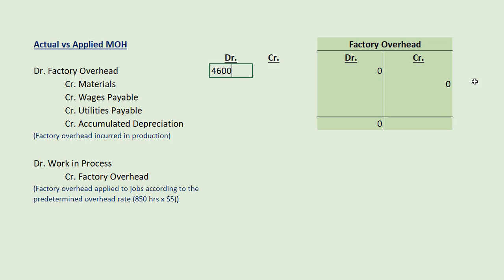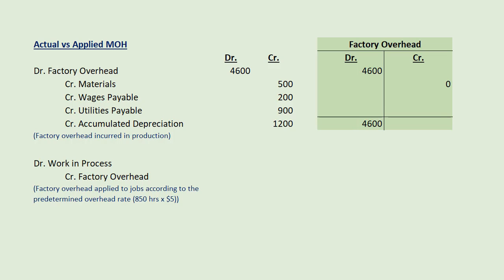And this includes $500 of indirect materials like glue and sandpaper, $2,000 of indirect labor like a production supervisor, not an assembly worker, because that would be direct labor. Utilities, $900. Factory depreciation, $1,200. So again, what we have here is actual manufacturing overhead.